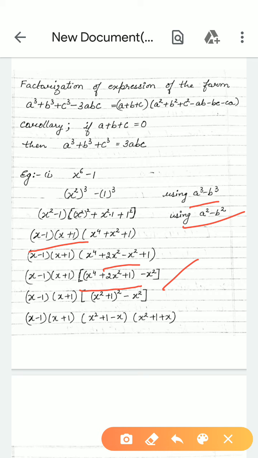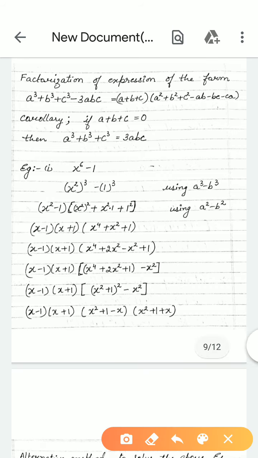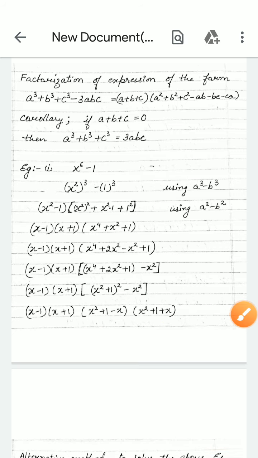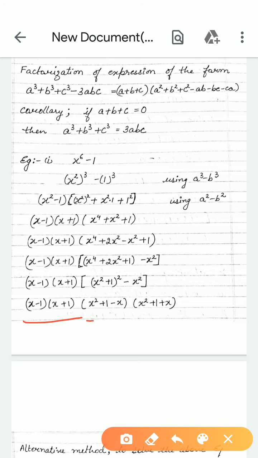Now x4 plus 2x square plus 1 is forming a perfect square identity, that is (x square plus 1) whole square. x square is copied as it is. Over here we see that this is again forming the identity a square minus b square. So again using a square minus b square, I have (a minus b)(a plus b). So the factorization for x raised to the power 6 minus 1 is given by (x minus 1)(x plus 1)(x square plus 1 minus x)(x square plus 1 plus x).